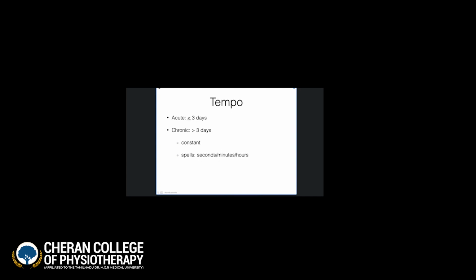If more than 3 days, then it is chronic. When it comes to chronic, you have to ask whether it is constant or whether it spells. Spells means it comes in seconds, minutes, or hours. These are the two questions you are going to ask. So acute is less than 3 days, chronic is more than 3 days. The next part we are going to ask about is the second question: symptoms.